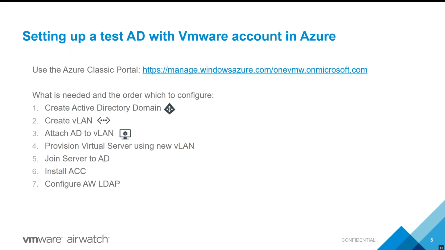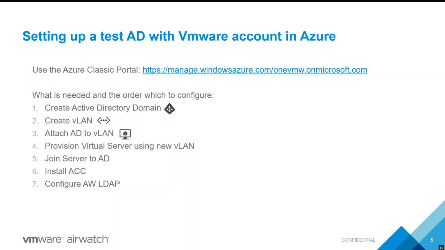So we've got a list here of what is needed and in which order we need to configure it. The first thing we need is the Active Directory domain name. For the purpose of my demo, I have a domain name called jazzy.co.uk. Then we create our virtual network. Then we attach the virtual network, the LAN and the Active Directory together. We can't change these once it's done, so it's important that you do it at the time of deploying this.